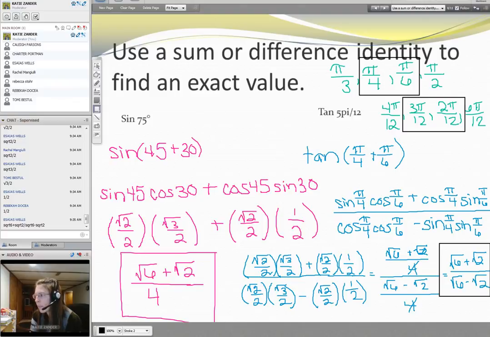Yeah, so not so bad of a process, kind of an ugly answer, but the process along the way wasn't too bad. We just got to keep those formulas straight and not switch up signs or anything along the way there. Tangent by far is the longest identity to work with the sum and difference here. All right, any questions with that one?